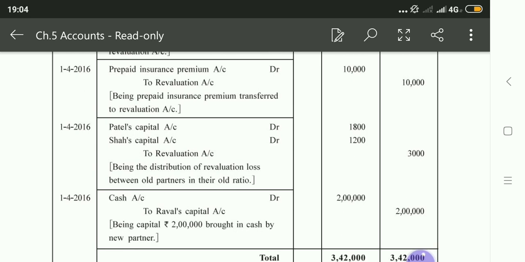This is the new partner bringing the amount of capital, which is 2 lakh. So cash comes in. So cash account is debited as per the rule of real account. Cash account debit 2 lakh to Raval's capital account. Raval is the new partner admitted in the firm. So the second last journal entry can be understood only after preparing the ledger accounts, and hence I'll explain this journal entry while I finish explaining all the ledger accounts in the next video.